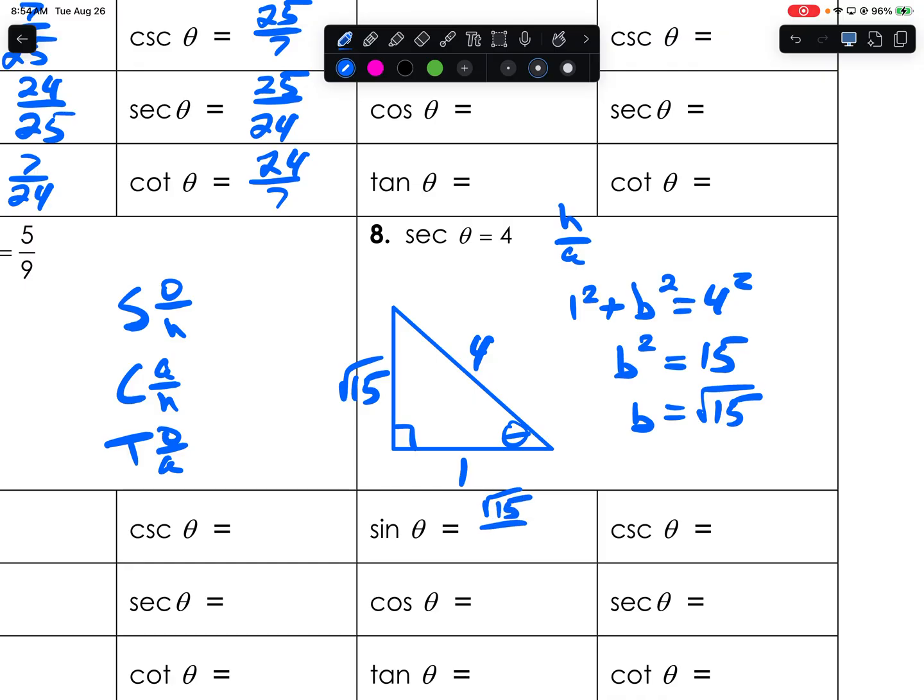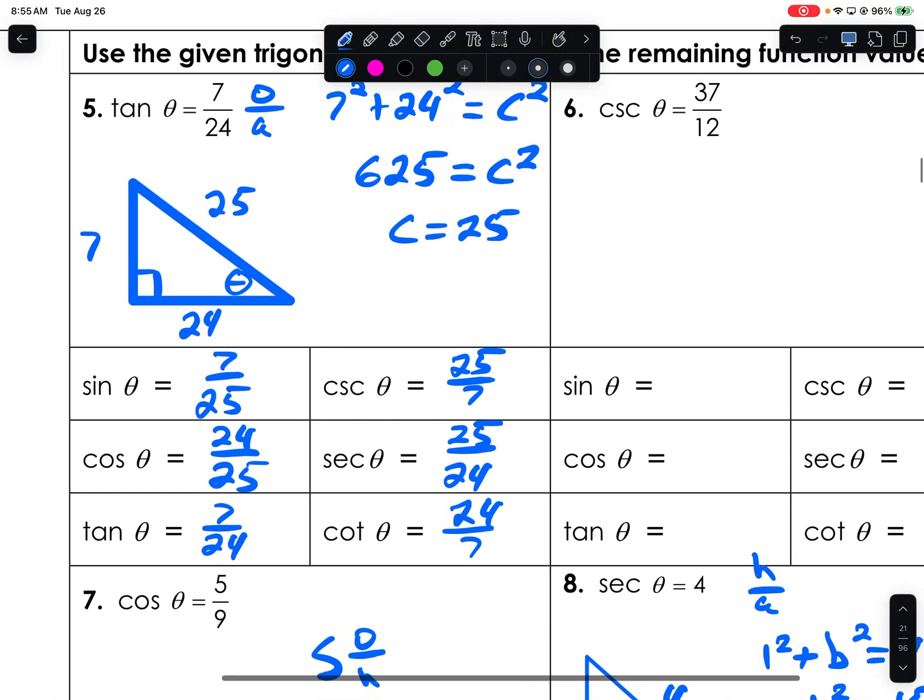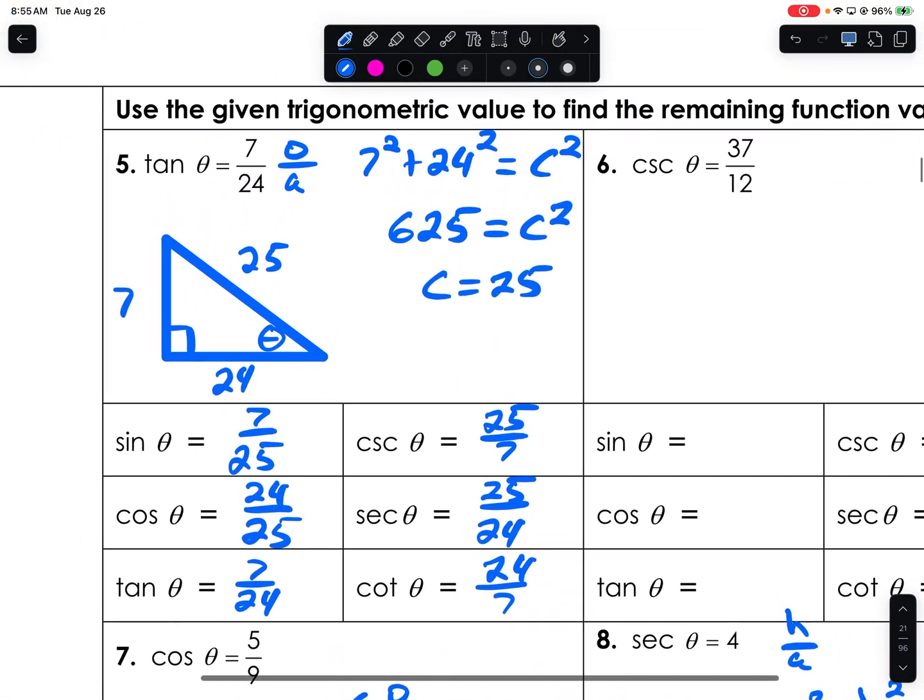Mr. Evans, I do not understand. Okay, what part? At all. Ask me a better question. I don't know. Do you get secant, that secant's cosine? You want to look at 7? Can you do 6?